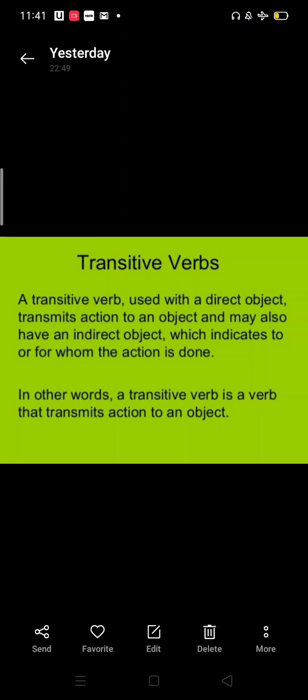A transitive verb is used with a direct object, transmits action to an object, and may also have an indirect object, which indicates to or for whom the action is done. Where the direct object is present, that is called a transitive verb. Where the object is not present in the sentence, that is called an intransitive verb. In other words, a transitive verb transmits action to an object. It gives an action to an object.